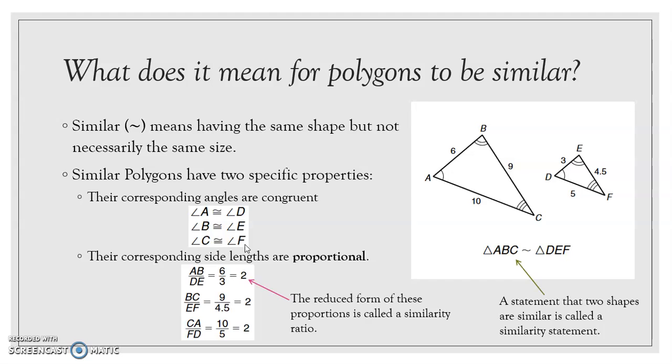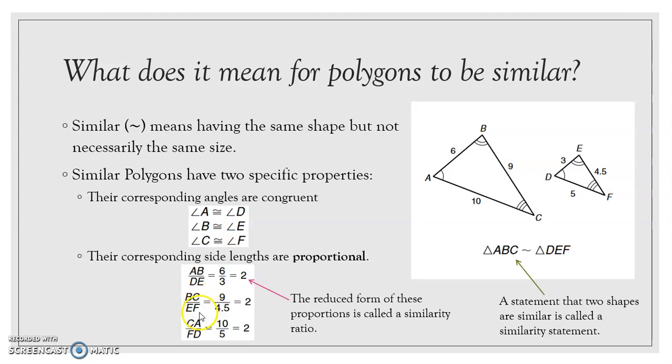Now, the other special fact is that their corresponding side lengths are proportional. And that's why we had that whole lesson on proportions. Okay, so what we do is we take the corresponding sides, and I like to look at the angles for help. This has one arc mark, and this has two. So AB is going to correspond to this one that connects the one arc mark to the two arc marks, DE. Okay, so I did AB over DE is 6/3, which reduces to 2.